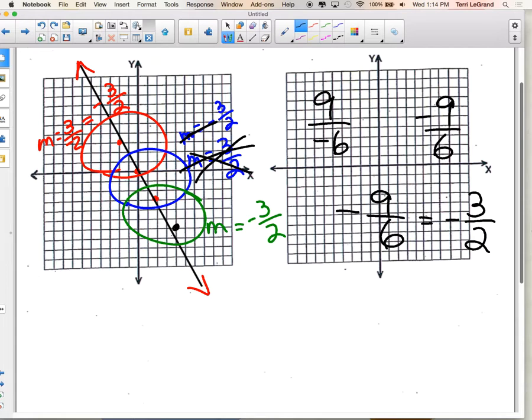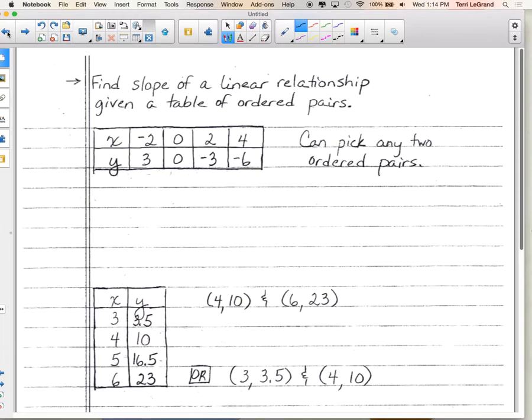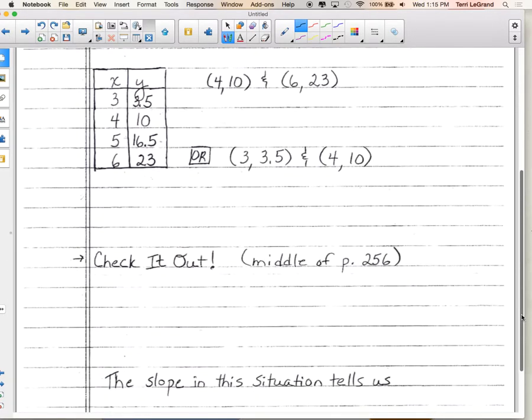In the next one you get to decide which one you're going to do. I'll let you pick. Do you want to do the first pair that I picked, or the second pair? You choose. Find the slope of the line containing those points. Are you going to use the ordered pairs 4, 10 and 6, 23 because you like whole numbers, or are you going to challenge yourself and use 3, 3.5, 4, 10?